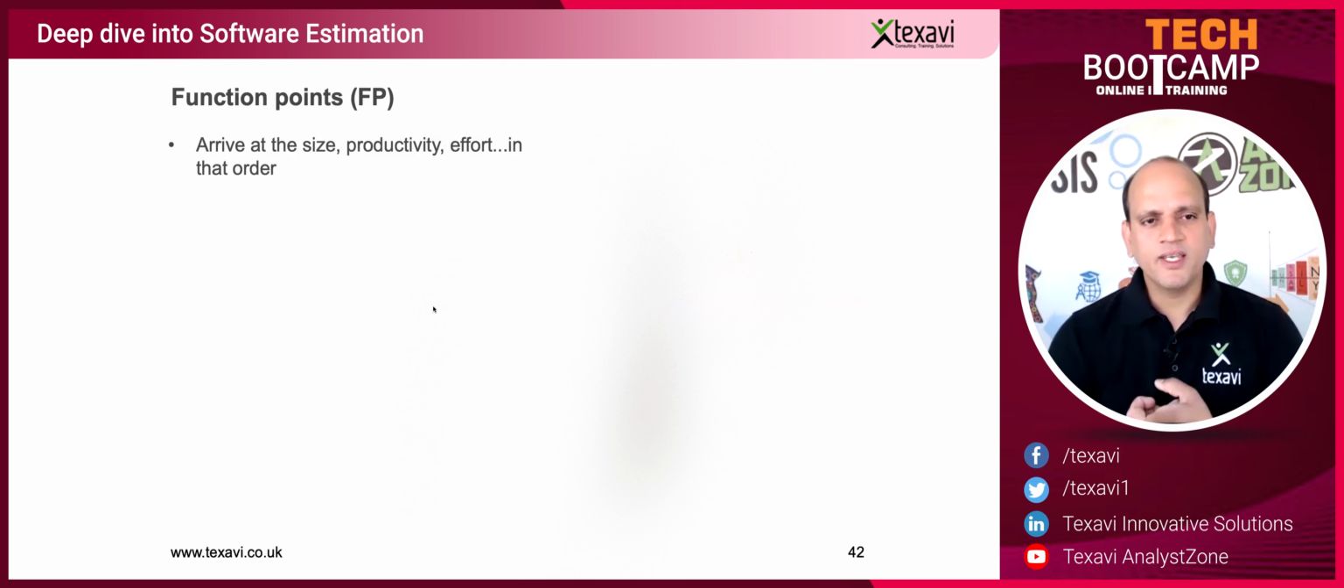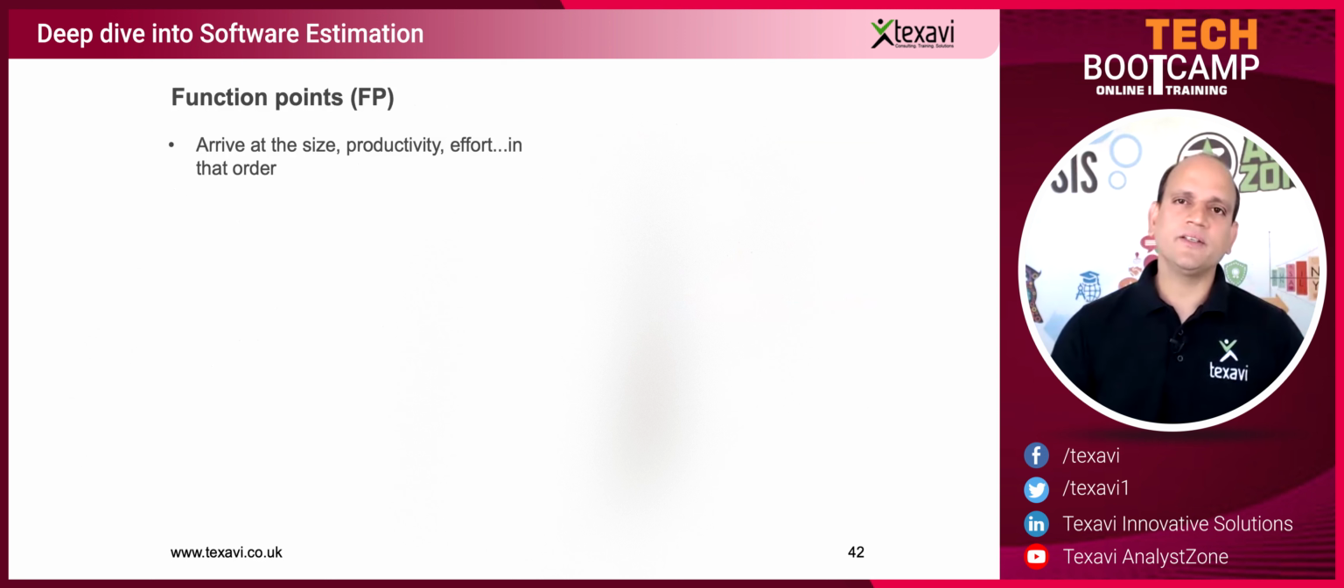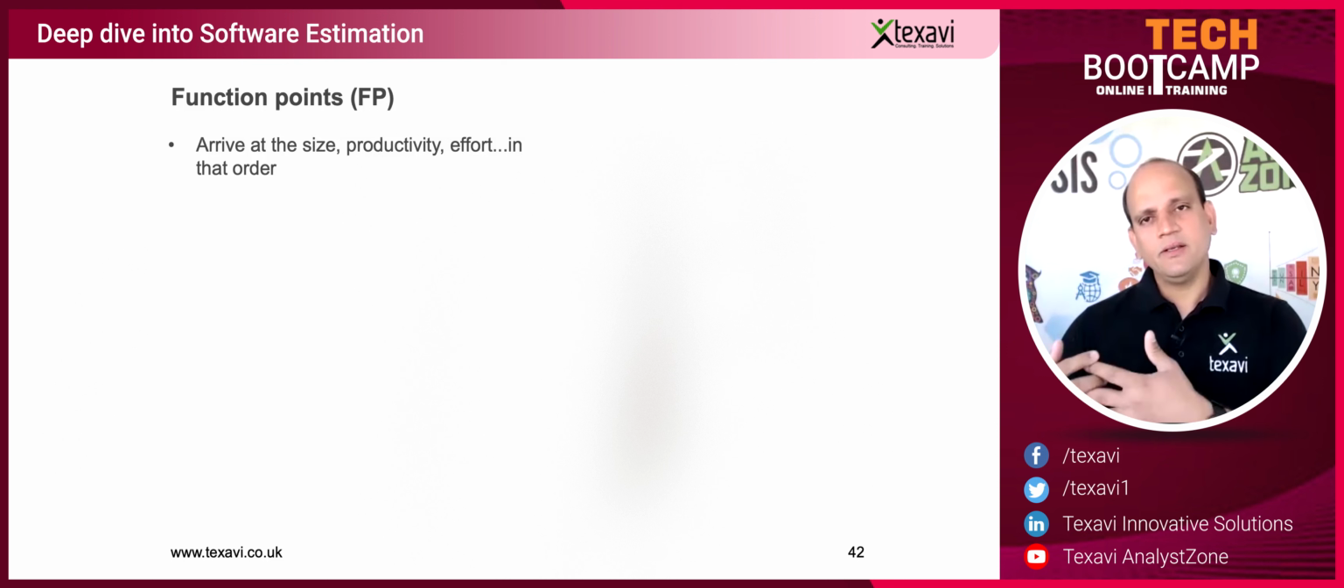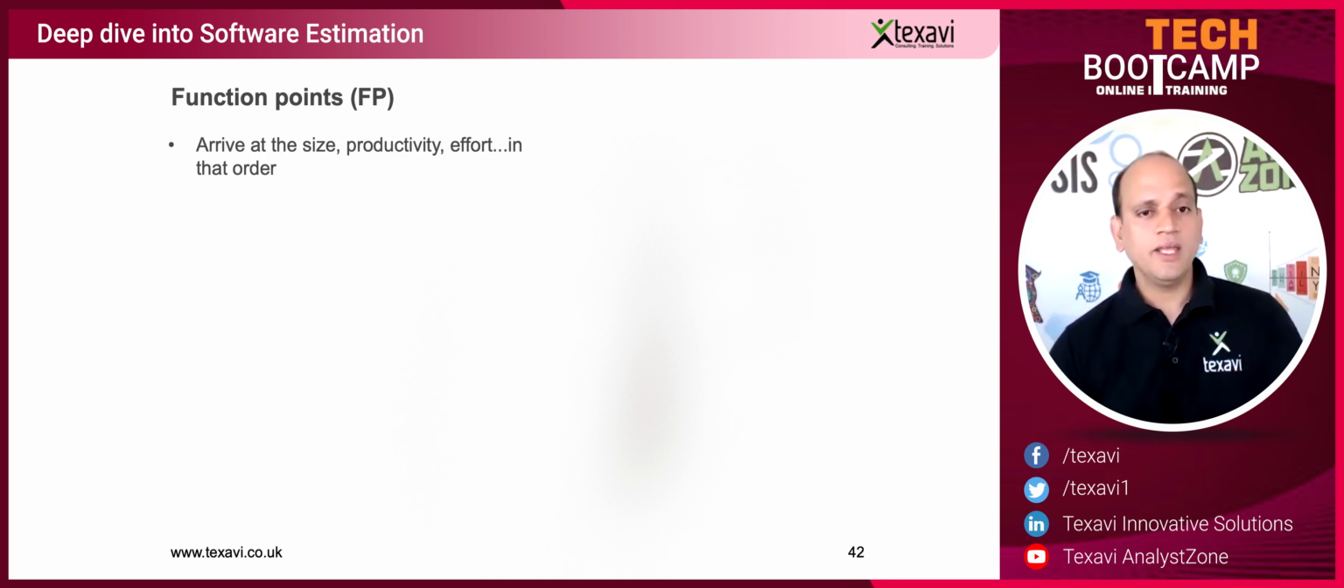Again, the first and foremost thing is you arrive at the size. Size is important. First, look at the size of how big, small, or medium it is. From there on, you look at what is the kind of effort involved, how much productivity you can apply. And thereon, you can arrive finally at the other aspects of schedule, and then finally the cost. So this is the order.